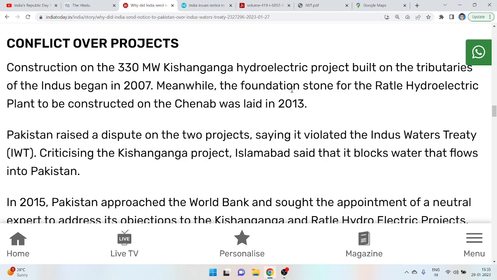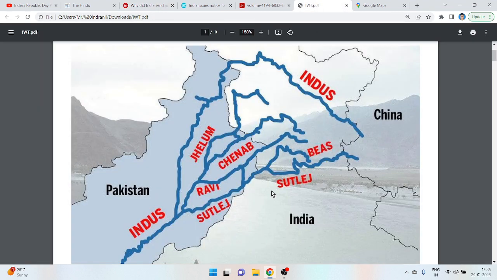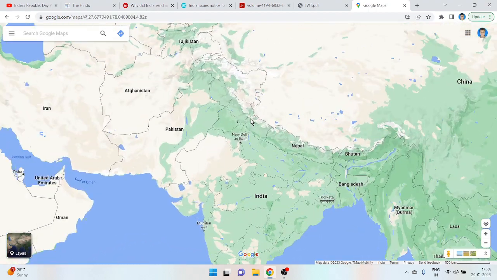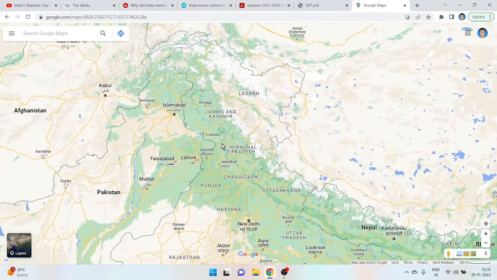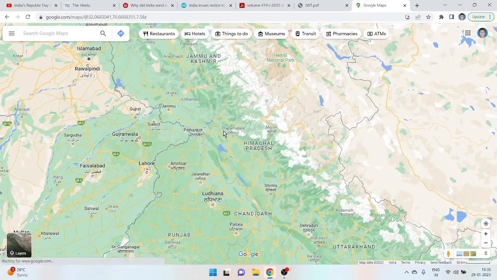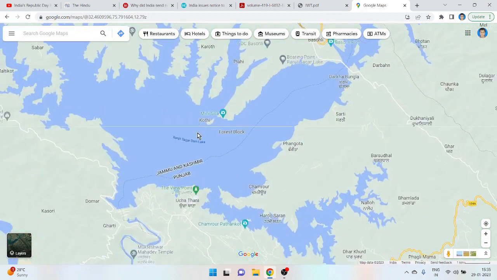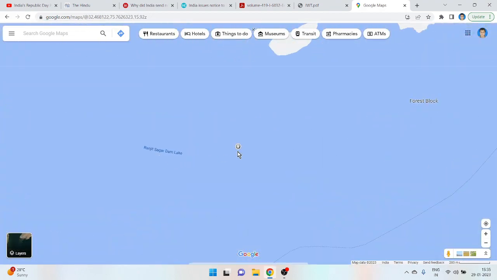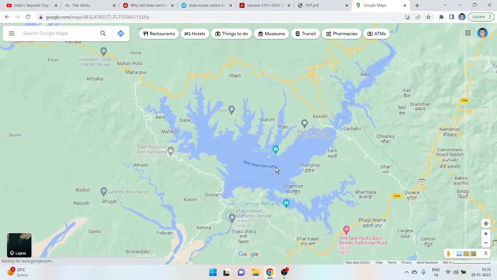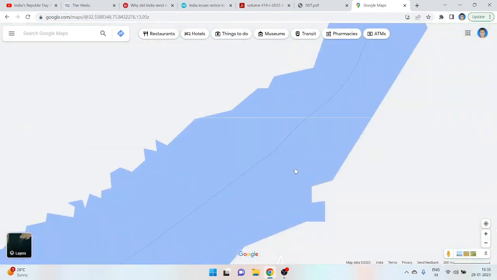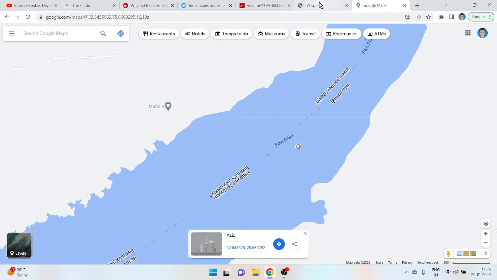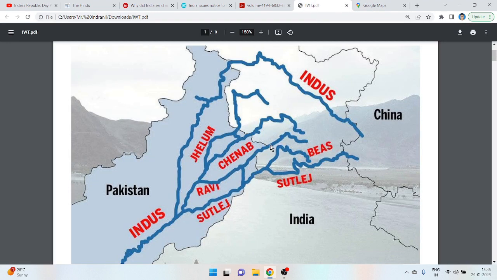Now, as I have already said, India has constructed big dams on these three rivers: Ravi, Bias, Satluj. I will show you the map also. Look at the map of India. This is one of the large reservoirs of our country, Ranjit Sagar Dam Lake, constructed on the Ravi River, okay. So on the Ravi we have constructed Ranjit Sagar, then we have Bias and Satluj.